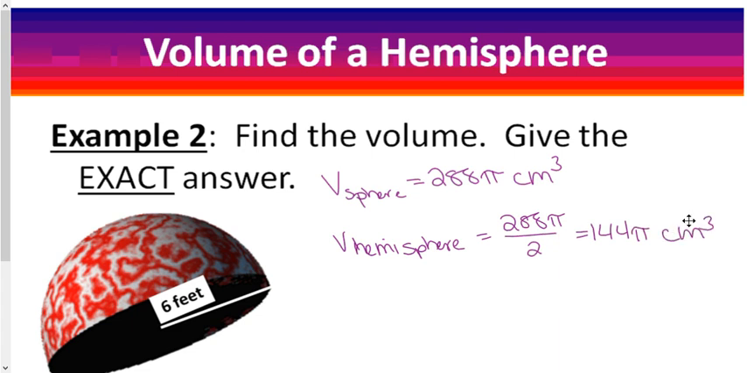Now, the way I know that I need to leave it in terms of pi is it says give the exact answer. If you put in a decimal, you have to round. And when you round, you've pretty much disregarded it being exact. You end up making it rounded. So make sure you leave pi in there. So one more example for you. Very, very short video today.